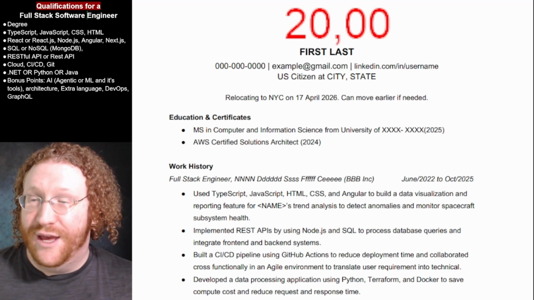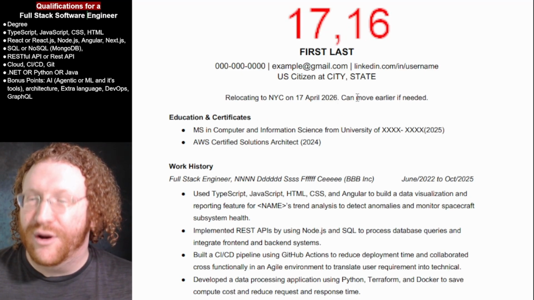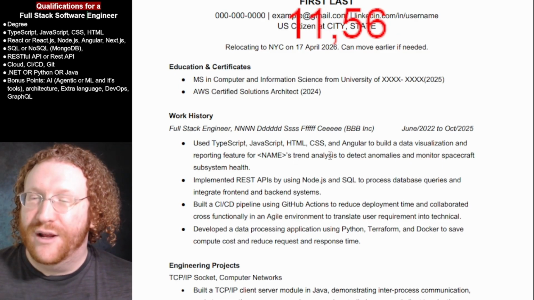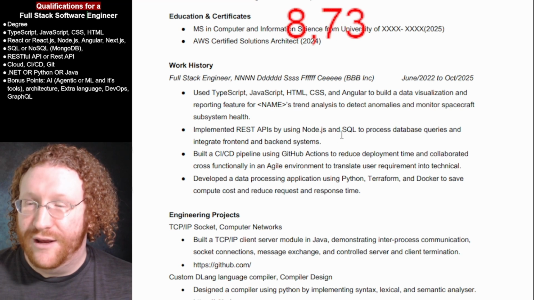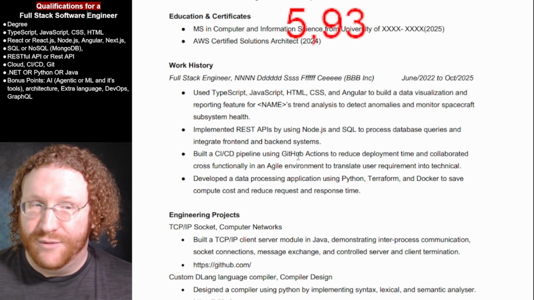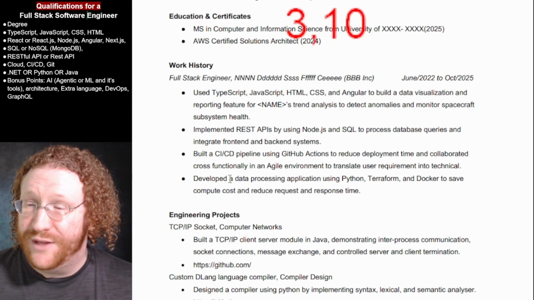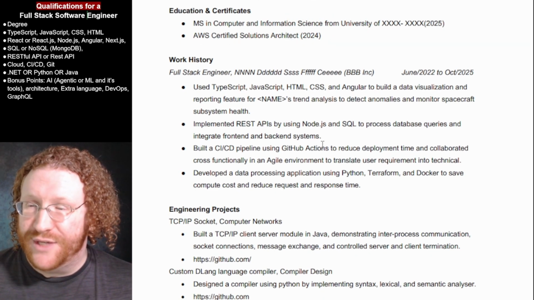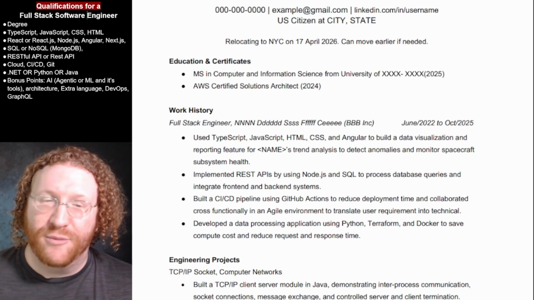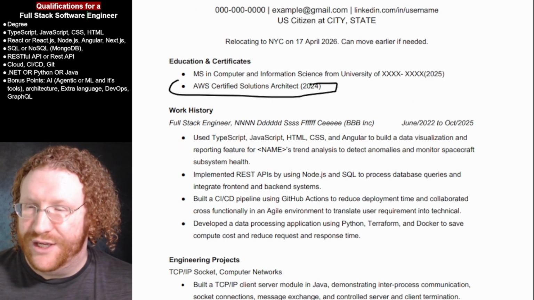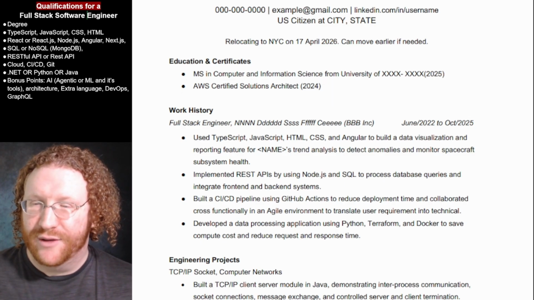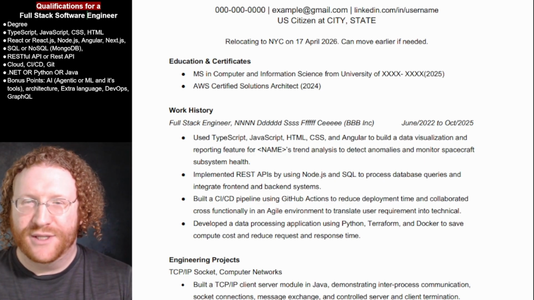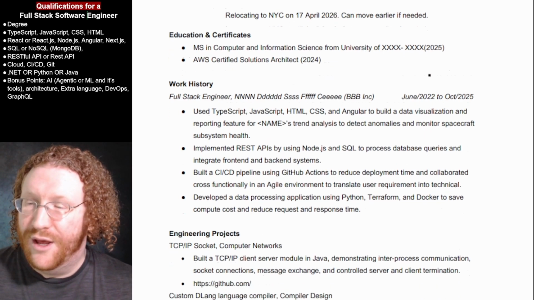So, and go. Okay, MS Computer Architect, relocating New York, perfect. Okay, use TypeScript, JavaScript, HTML, Angular, perfect. Node.js, okay, perfect. Built a CI/CD front end with Git and deployment time, in an agile environment, perfect. Developed the process, Terraform, Docker. Okay, I don't know if there's anything here I would change besides the fact that there's no cloud, but I imagine that's the reason you put here is that you've only done this here, and I don't see it anywhere else. Otherwise... actually, wait, is there another AWS that I missed? I feel like I missed AWS here. Yeah, it's all the way at the bottom.